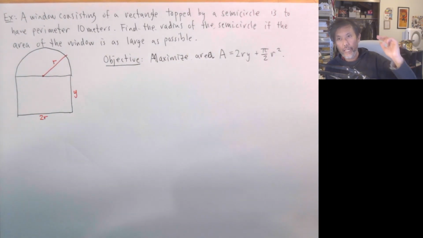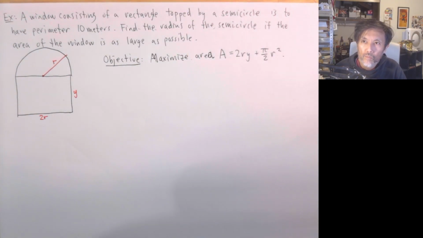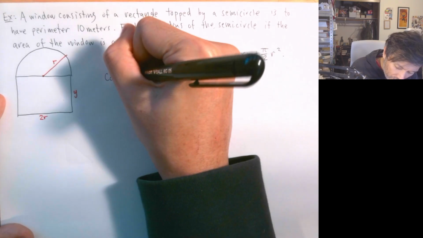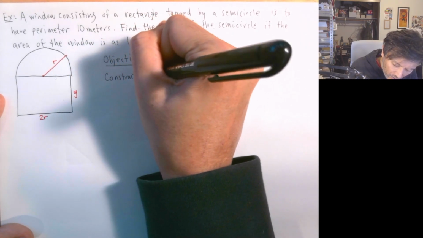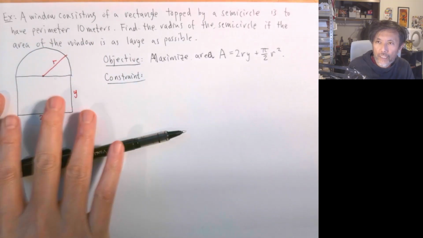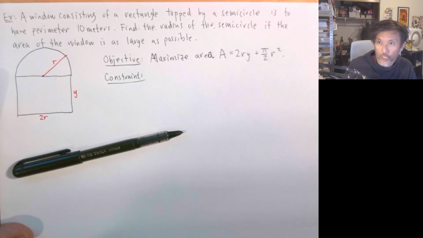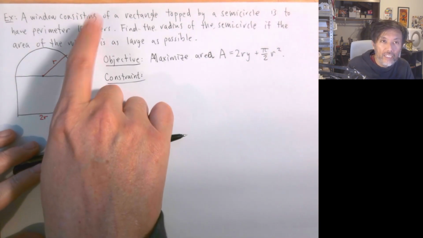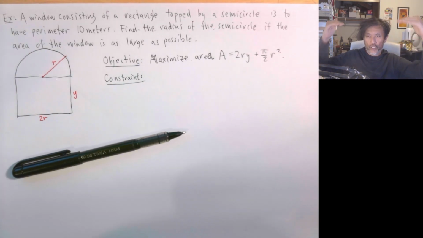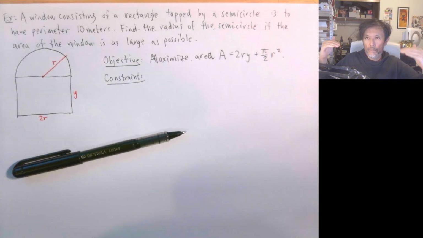So that's area there. Okay. Now we need a constraint. And as I said at the start of the problem, when I first wrote it down, the thing preventing us from making this window as large as possible, just go off to infinity in area, is the fact that we have to make the perimeter of this shape be 10 meters.